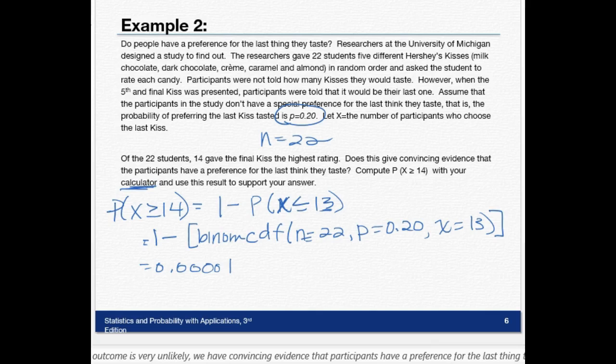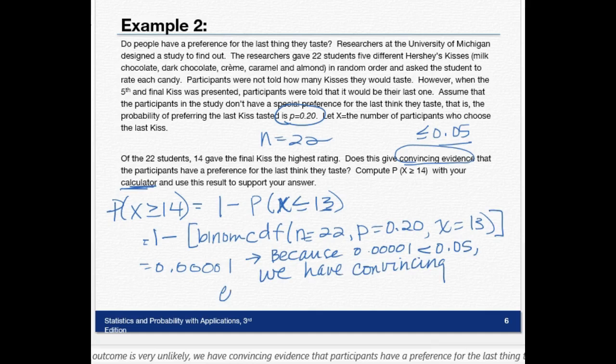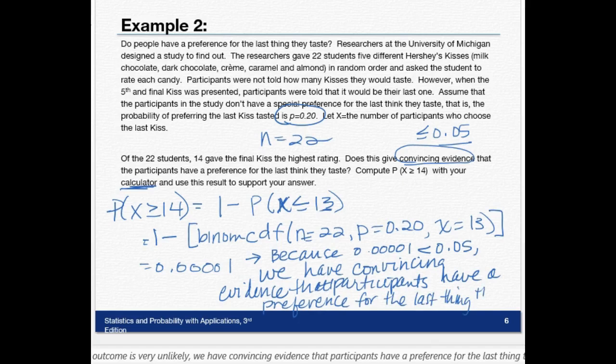Okay. So then the second question says, does this give convincing evidence that the participants have a preference for the last thing they tasted? Now, if you recall, we talked about statistical significance long ago. Convincing evidence means that it's going to be less than or equal to 0.05. Well, our answer is very much lower than that, right? So we would say because 0.00001 is less than 0.05, that's our proof, we have convincing evidence participants have a preference for the last thing they taste. All right, that makes some sense, and we'll do some more examples when we get into class.